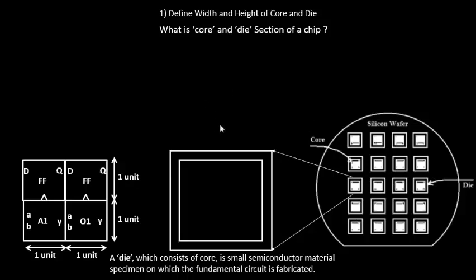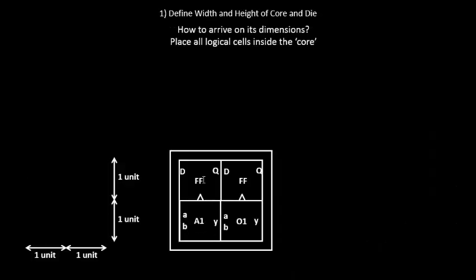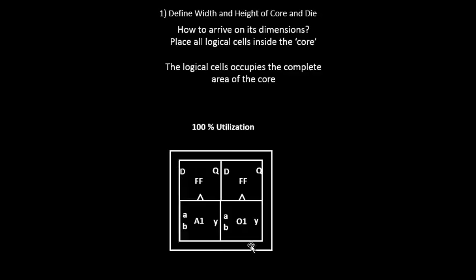Let's come back to defining the width and height of core and die. So let's try to place this particular logic inside the core and see what happens. If you see, this particular netlist, which was of 4 square units, occupies the complete area inside the core. So what does that mean? You have actually utilized your core 100%. If there was some area left out, then it would not have been 100%, it would have been some other percent. But in this case, your complete logic, your netlist, is completely occupying the core area, and that's why we call it 100% utilization.